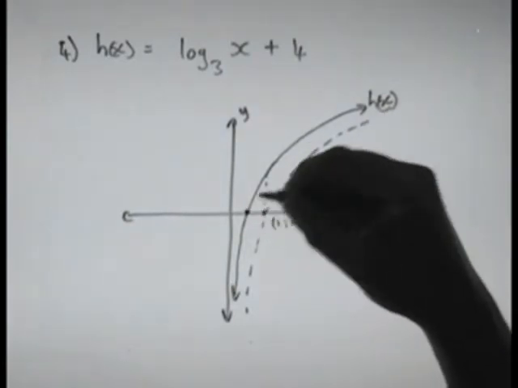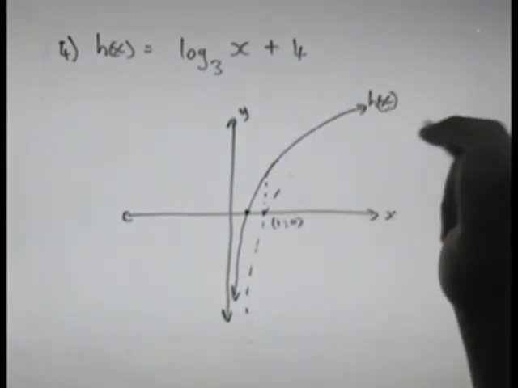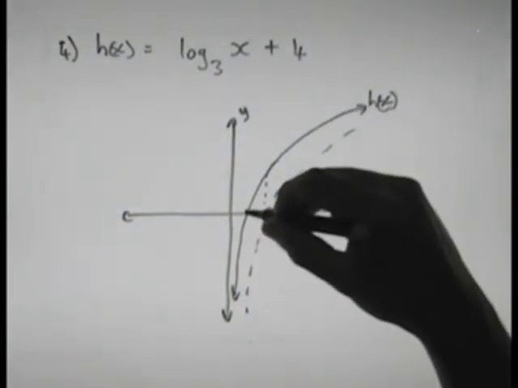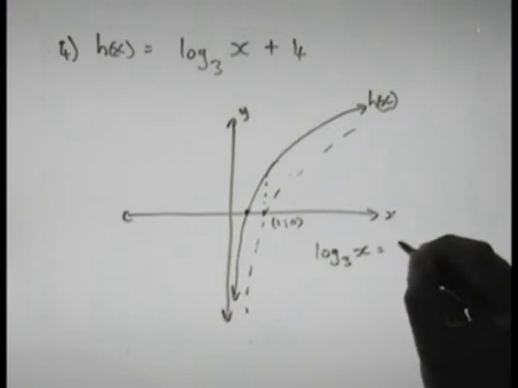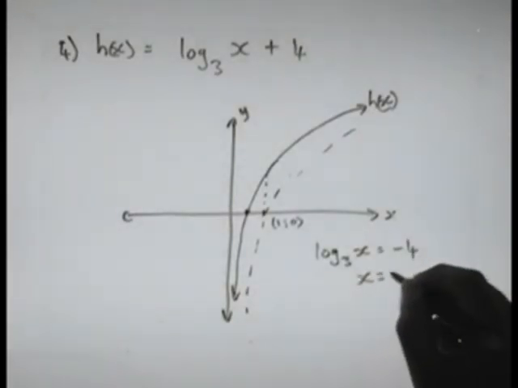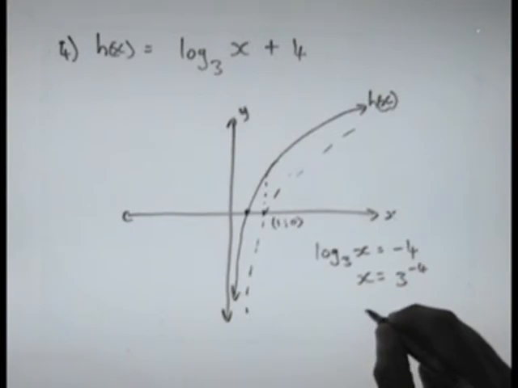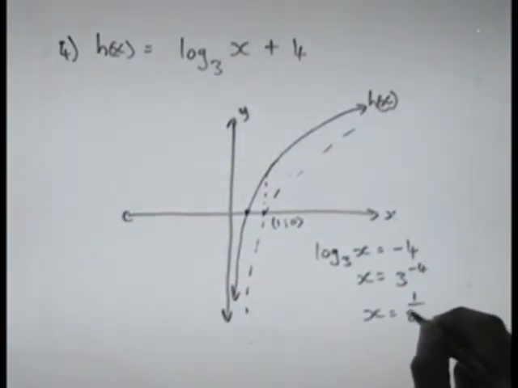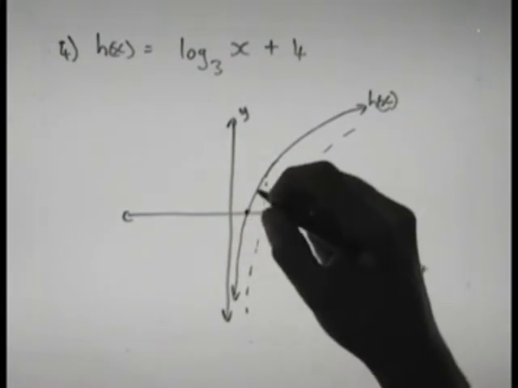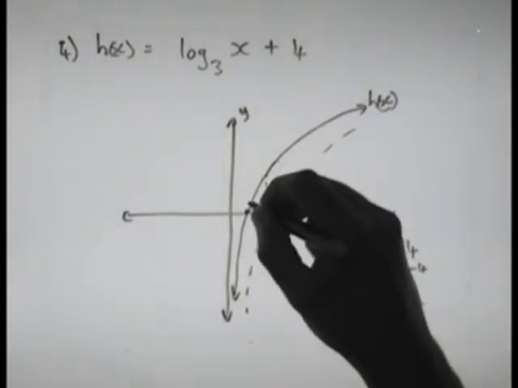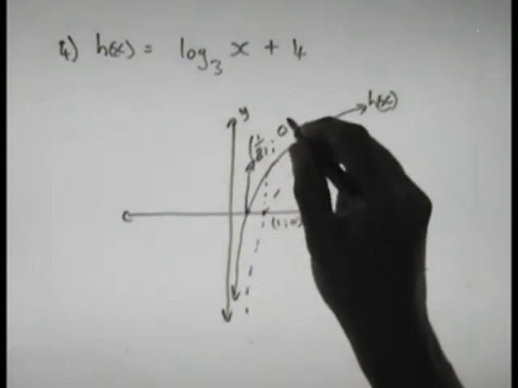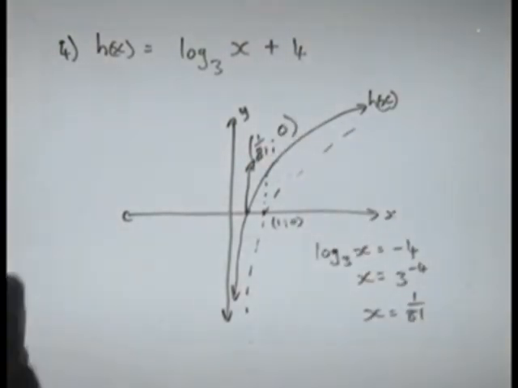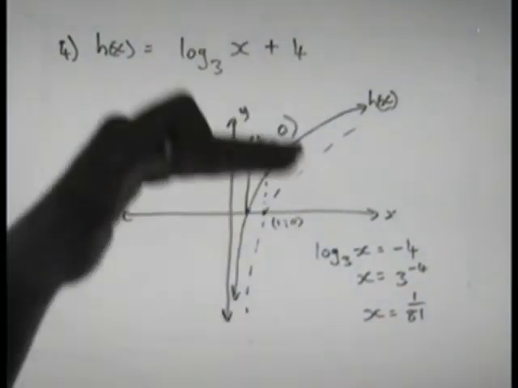If you want to, you can calculate that point of intersection. In fact, I'd prefer it if you did calculate that point of intersection over there. That means that the y value is 0. That means that log base 3 of x is equal to negative 4. That means that x is equal to 3 to the negative 4, which means that x is equal to 1 over 81, which is a very, very small number, very close to 0, in fact. So that point of intersection is x is equal to 1 over 81, y is equal to 0. All that's happened is we've moved it 4 units upward.